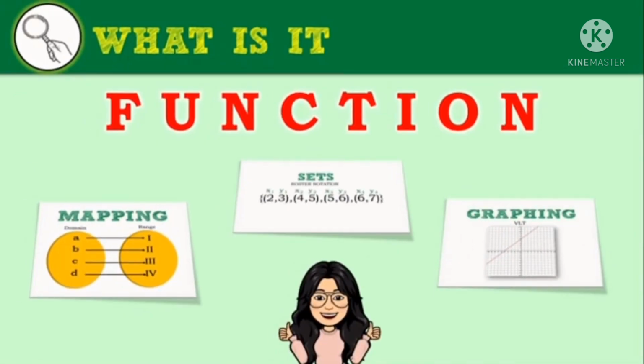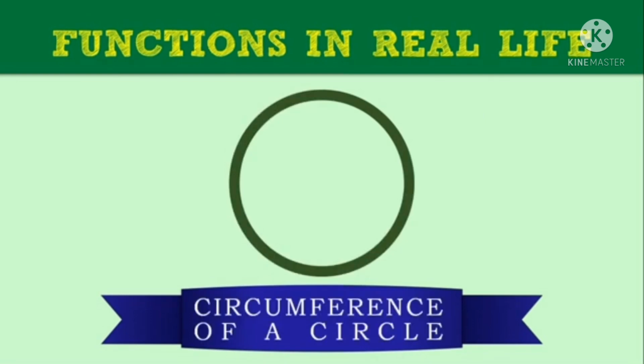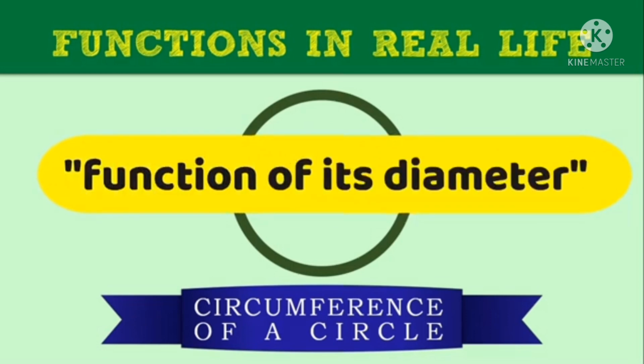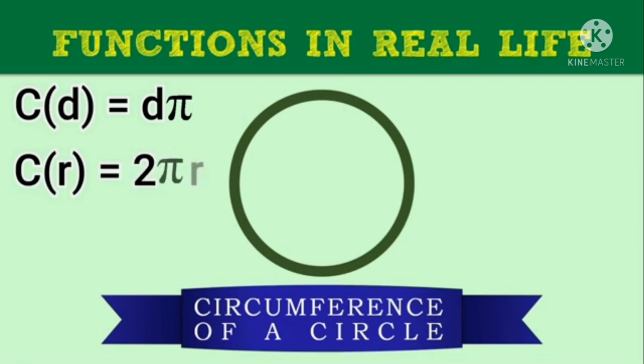So those are the illustrations, again, for the mapping, sets, and graph. How about functions in real life? This is a circle. An example of a function in real life is the circumference of a circle. The circumference of a circle is a function of its diameter. It can be represented as C of d is equal to d pi. Alternatively, we can also use it as a function of radius, which is C of r is equal to 2 pi r.